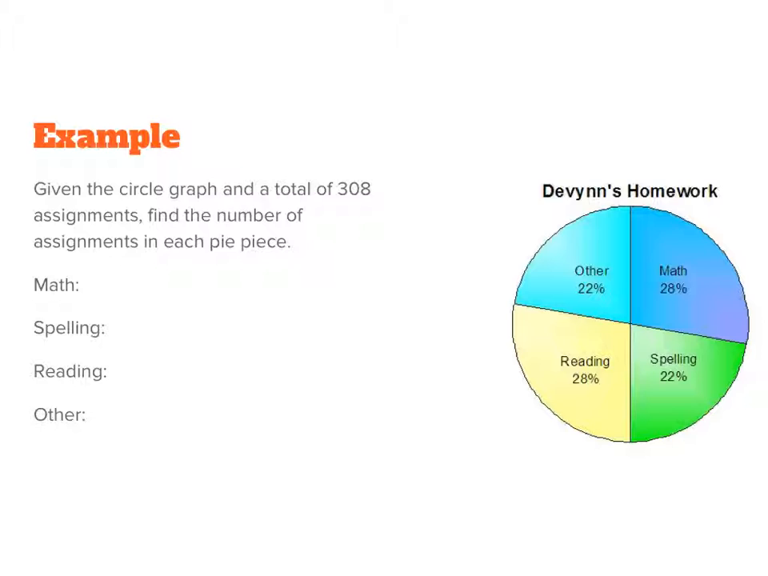So here we have another circle graph. Now we're looking at somebody's homework for the given year. We've got 4 different areas. We've got math, spelling, reading, and other. So given the circle graph and a total of 308 assignments, that is something that we need to have. We need to know the total, which is given to us right there. So given the total is 308 assignments, we're going to find the number of assignments in each part. So we're going to start with math. Math is 28% of the homework assignments. So I take 28% as a decimal, and I'm going to multiply it by the total of 308.